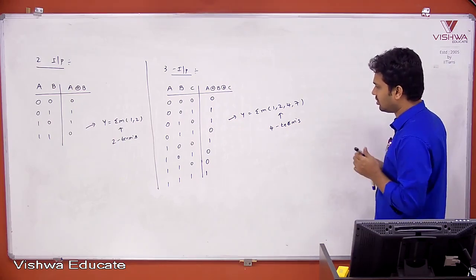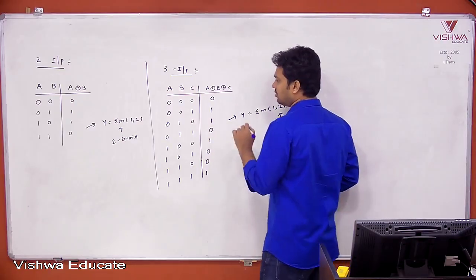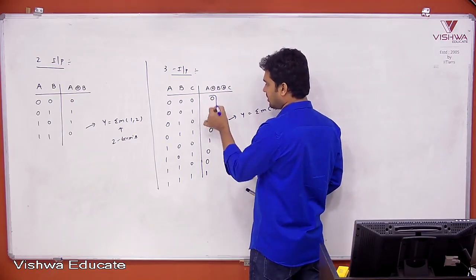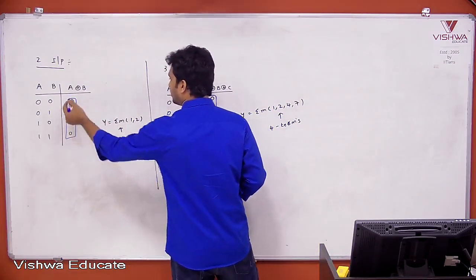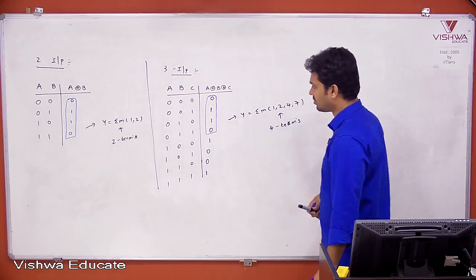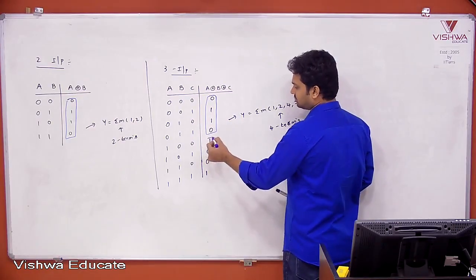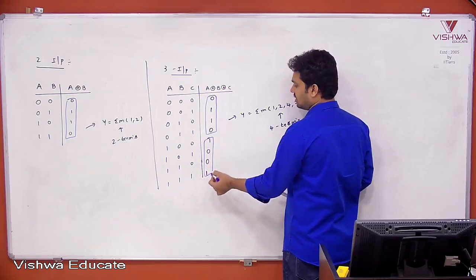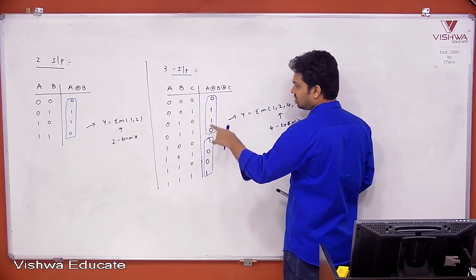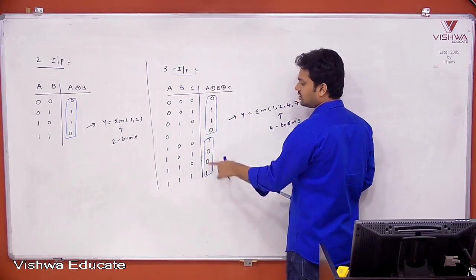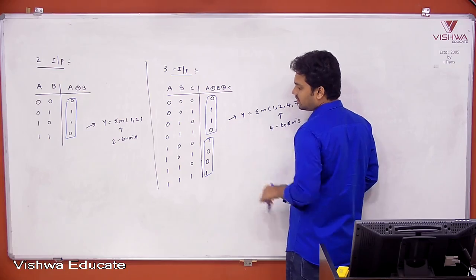Let us try to conclude something from this. You see here the 2 input case and the 3 input case. First part is the same or not? Two terms are present. First part is the same. What about the second part? Second part is the complement of the first part. 0, 1, 1, 0. Here 1, 0, 0, 1. Second part is the complement of the first part in this case.